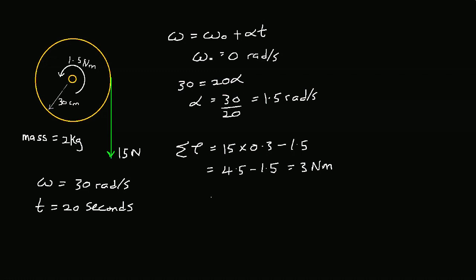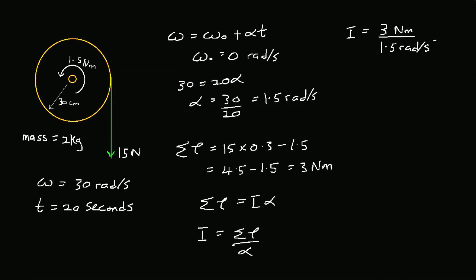From the angular equivalent of Newton's second law, we know that the net torque equals the moment of inertia of the pulley multiplied by the angular acceleration that this net torque gives the pulley. So the moment of inertia of our pulley is going to be the net torque divided by the angular acceleration of the pulley, which is 3 Newton meter divided by 1.5 radians per second square. And that gives us 2 kg meter square as the moment of inertia of our pulley.